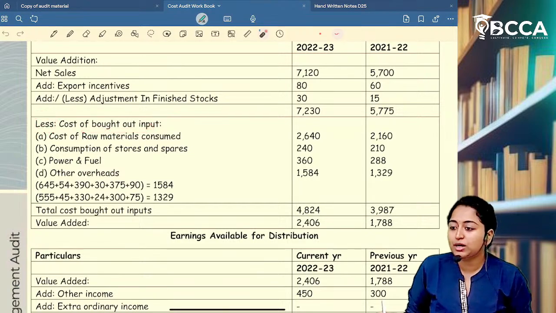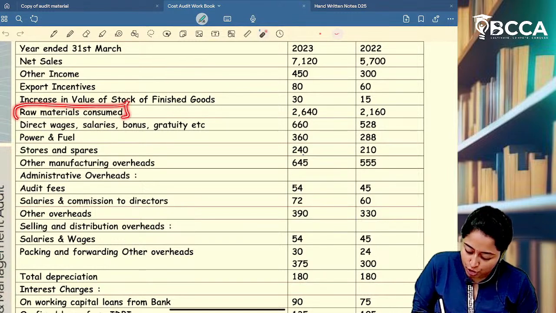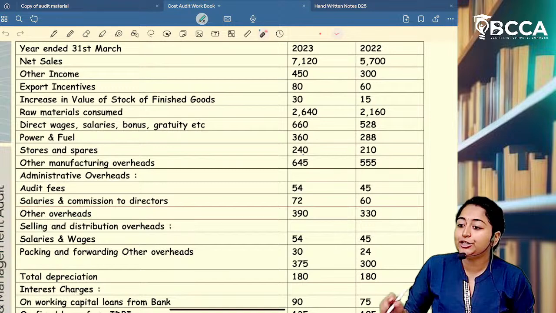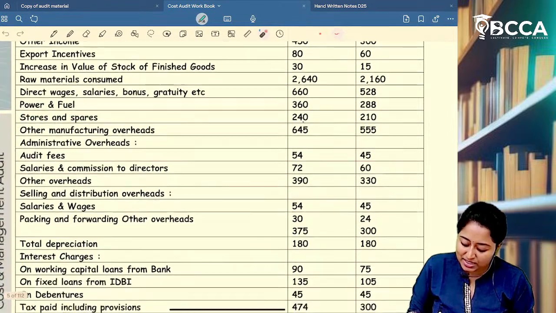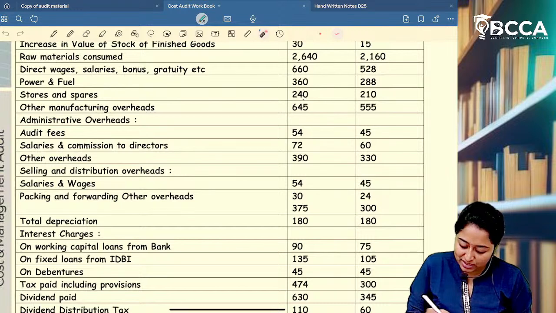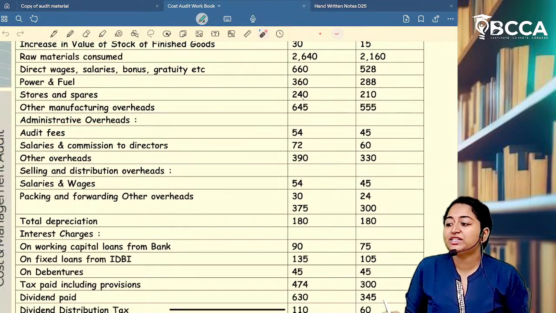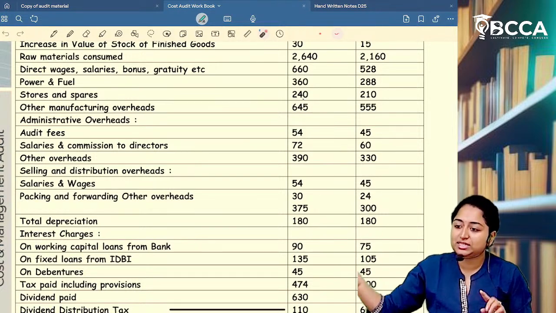Cost of bought out inputs. And what is given here as cost of bought out inputs? Raw materials consumed. Direct wages and salaries will be taken into earnings available for distribution. Power and fuel will be taken. Stores and spares. Other manufacturing overheads will be taken in administrative overheads. Audit fees: audit fees is also considered as value addition because the audit is done by external parties.